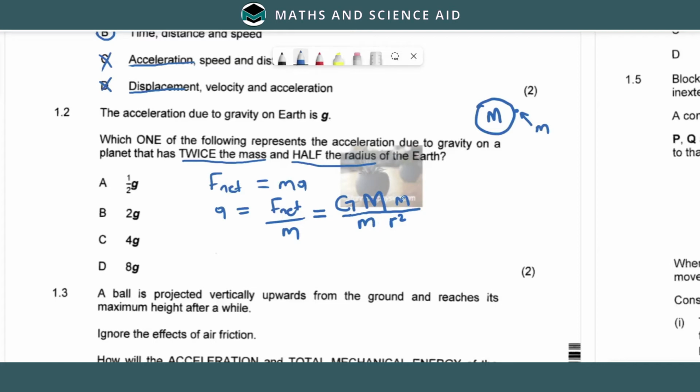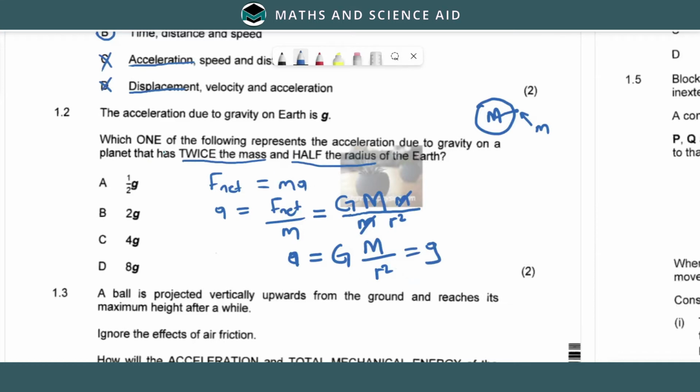And now on what we have here, you can see that m will cancel this m. And then what we get is that the acceleration is actually the constant G multiplied by the mass of that planet, so acceleration, this is a, divided by the square of the distance between their centers. So from the center of the planet to the center of the object that is on the surface. Now, on Earth, we know that this acceleration is equal to g, right? So this is equal to g on Earth.